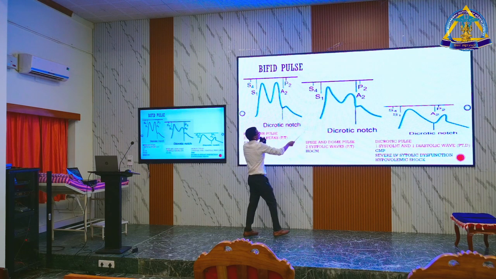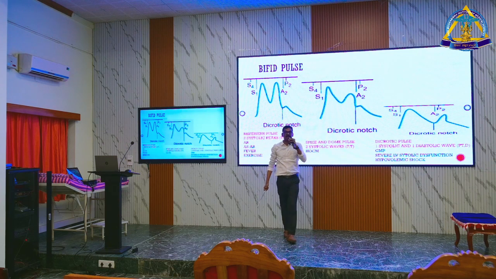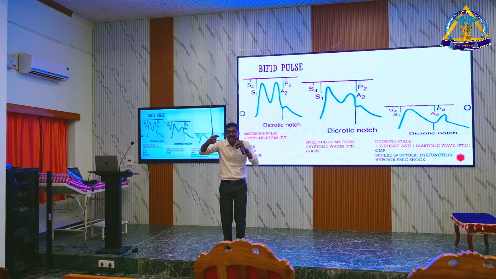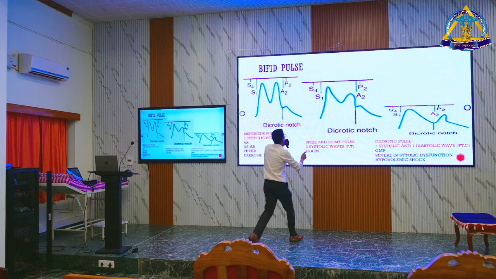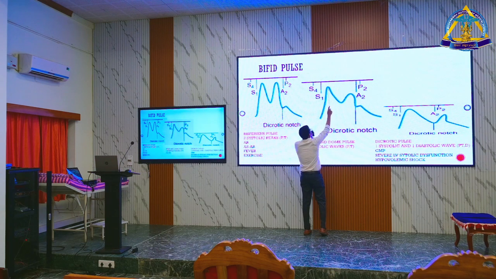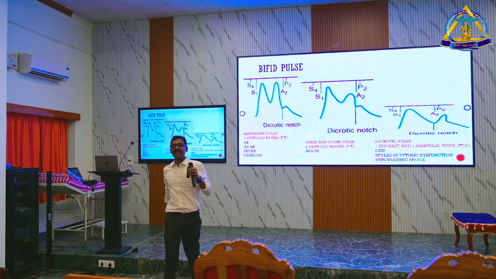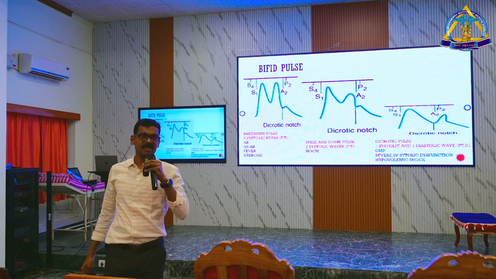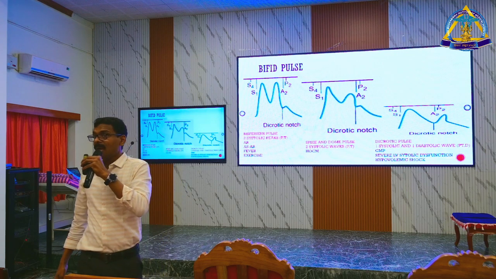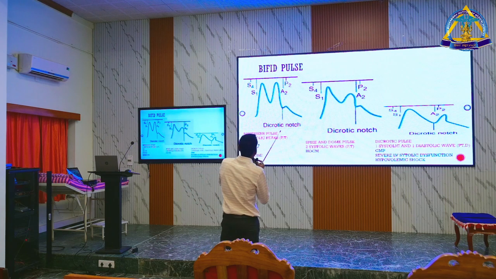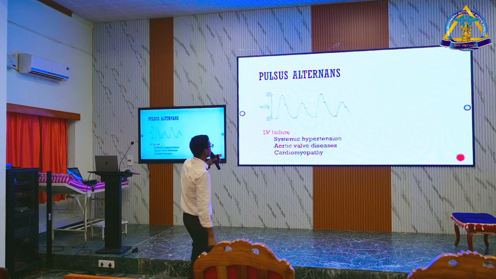Now let us see the conditions. Pulsus bisferiens, I told you. This is the spike and dome pulse in hypertrophic obstructive cardiomyopathy. It's a condition where there is an obstruction below the aortic valve. So initially there is a rapid flow producing a large percussion wave. Suddenly there is an obstruction causing a dip and then a dome. This is called spike and dome. The spike and dome is again a bifid pulse seen in hypertrophic obstructive cardiomyopathy. Fine. So these are the three bifid pulses.